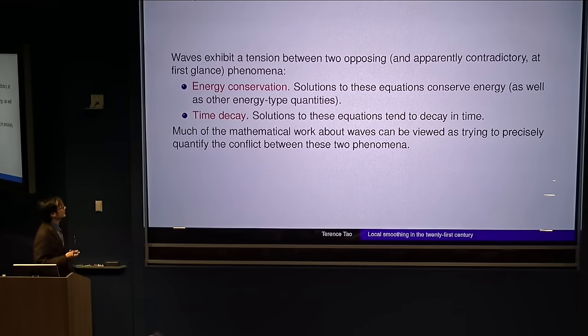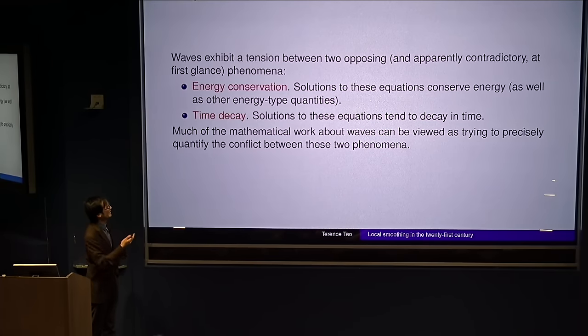So the first is energy conservation. Waves, at least ideal waves where there's no friction, conserve energy. So energy is neither created nor destroyed in a system modeled by a wave equation. And it's not just energy. There are a couple of other energy-type quantities that are also preserved. So that's one feature of wave equations.